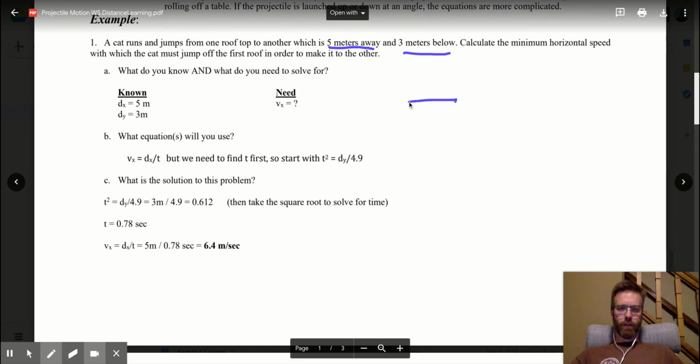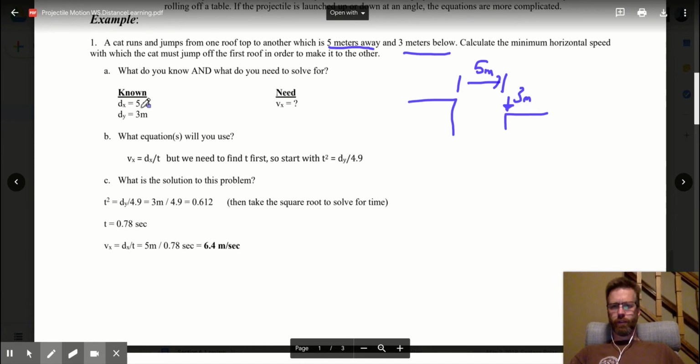All right, so here's a roof. 5 meters away from that roof is another roof that's 3 meters down. How about something like this? So we know that the distance in between these two roofs is 5 meters. And apparently the distance down from one to the other is 3 meters. There we go. So that's the information that we're given. Things that we're given: 5 meters and 3 meters.